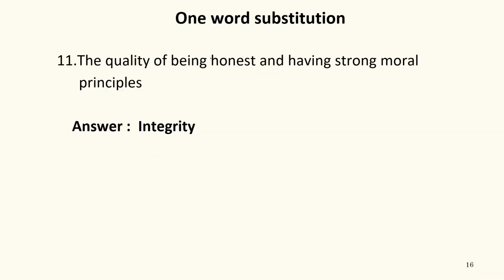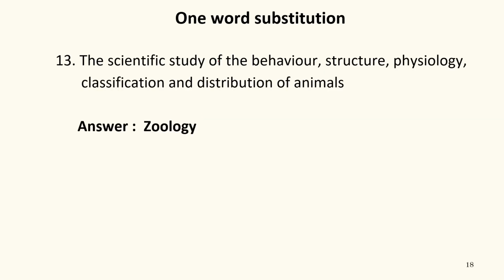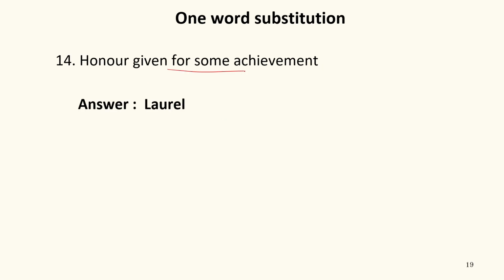The next one: the quality of being honest and having strong moral principles, integrity. One who makes maps and charts, one who draws the maps, is known as cartographer. The scientific study of behavior, structure, physiology, classification, and distribution of animals: in zoo we see animals, and logy stands for study. So this kind of study is known as zoology, which tells us about animals, their behavior, their structure, their physiology, classification, and distribution. Honor given for some achievement is called laurel.